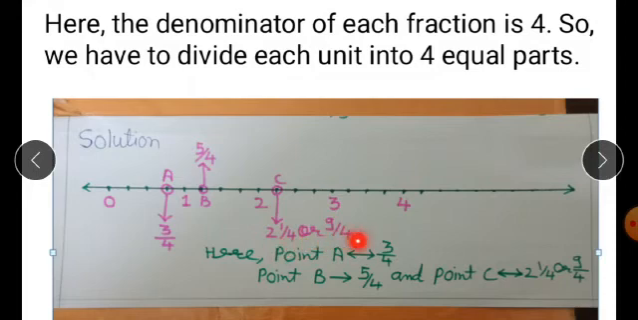Below this, you have to draw this number line. You have to show all the fractions along with the points. And after that, you have to write down here: point A represents the fraction 3 upon 4. Point B represents the fraction 5 upon 4, and point C represents the mixed number 2 integer 1 upon 4, or you can say 9 upon 4.